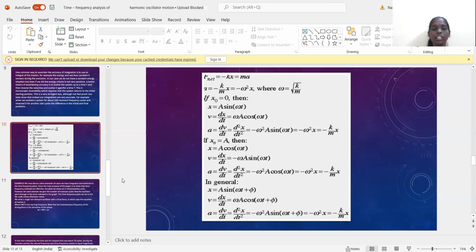In general, x equals a sine into omega t plus phi. v equals dx by dt equals omega a cos into omega t plus phi. a equals dv by dt equals d square x by dt square equals minus omega square a sine into omega t plus phi equals minus omega square x equals minus k by m into x.